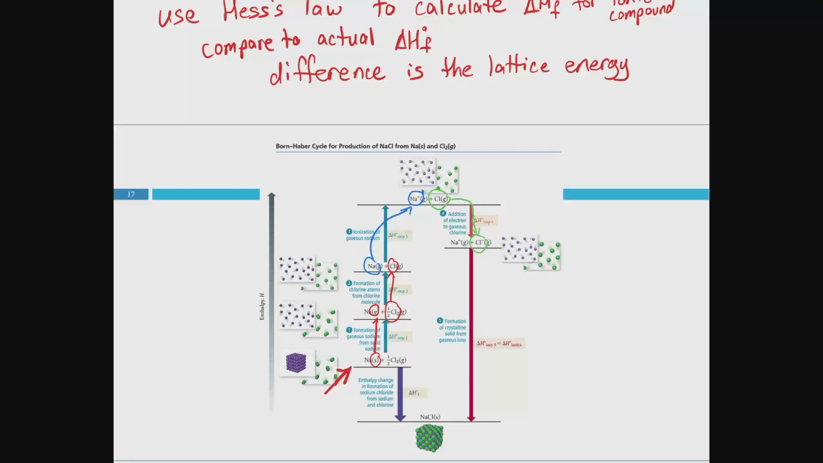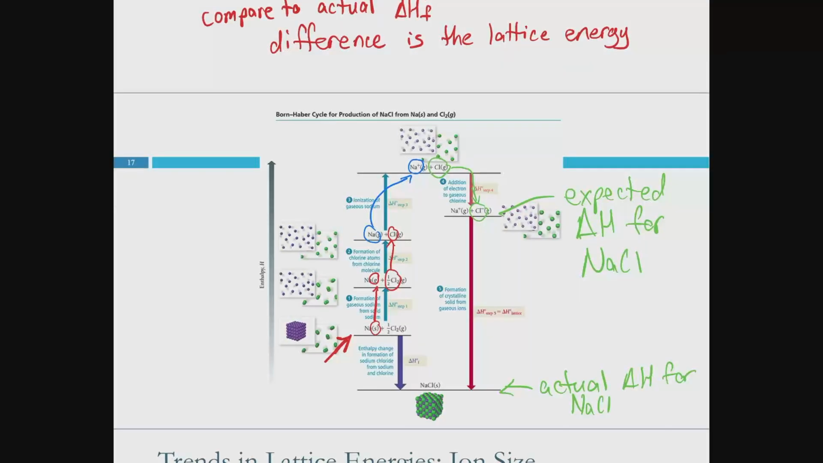But we know that our sodium chloride is actually this distance down. So this is where we would expect NaCl to be. Expected delta H for sodium chloride. This is our actual delta H for sodium chloride. And this difference is our lattice energy.